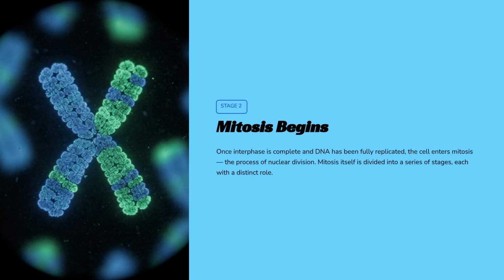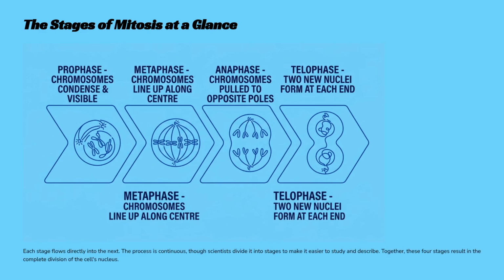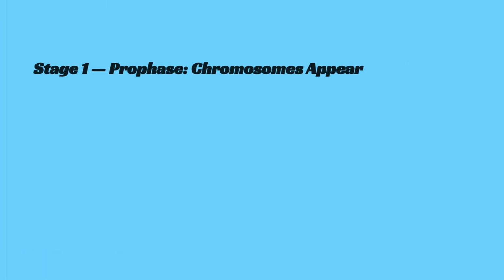Once interphase and DNA replication are complete, the cell enters stage 2, mitosis. This is the process of nuclear division, which is further divided into a series of distinct stages. The four main stages of mitosis are prophase, metaphase, anaphase, and telophase. The entire process is continuous, but dividing it into these stages helps us study and describe the complete division of the cell's nucleus. Stage 1 of mitosis is prophase.